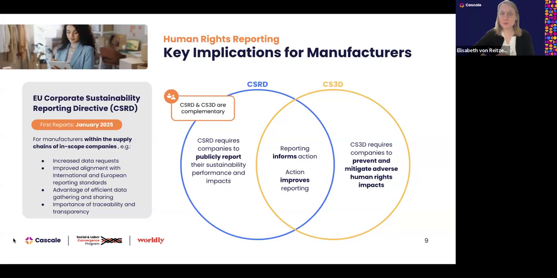So yes, what else does it mean? There's also the advantage of more efficient data gathering and sharing, and there will be an increasing importance of traceability and transparency across the chain. Just very quickly, as shown in this very beautiful graphic, thanks to our comms colleagues, there is a complementarity of CSRD and CSDDD.